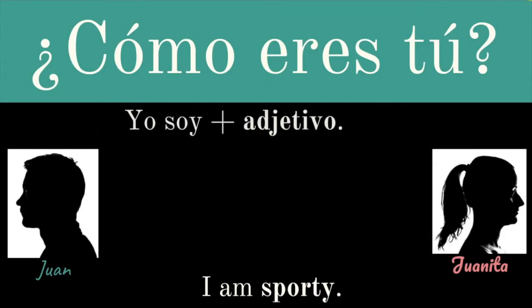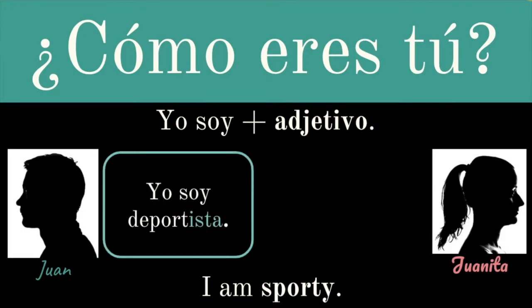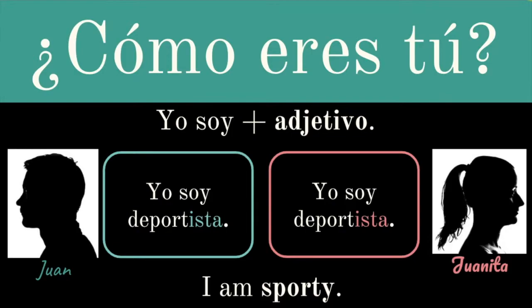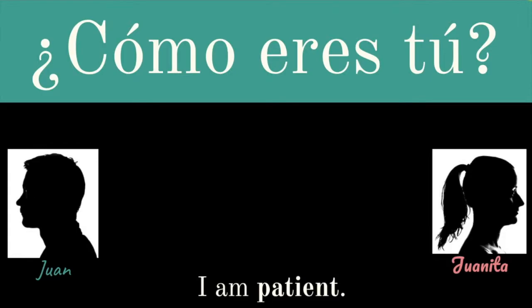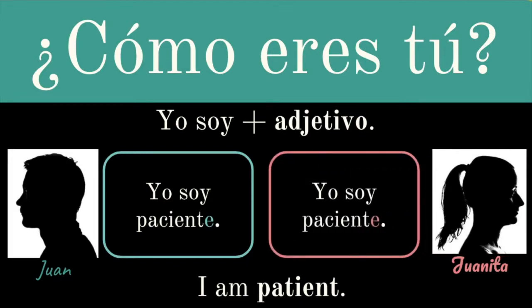Okay. Last example, I am sporty. Okay. Still using the same formula. Juan is going to say, yo soy deportista. And Juanita, yo soy deportista. Okay, so here we're looking at an adjective that is not going to change. Okay, so ista and ista are both there, even though Juan is speaking in the first one and Juanita is speaking in the second one. All right, final example here. I am patient. Yo soy paciente. Okay, again, we have an adjective that is gender neutral and does not change.